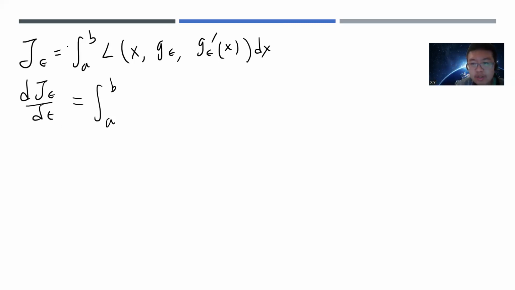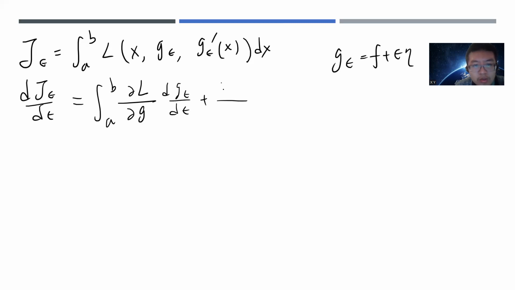Basically, you need some advanced calculus to help you, but let's forget about the detail. Let's say you do this. So you will have partial x is not important, right? So you get partial g, and the g epsilon. So remember, g epsilon is f plus epsilon eta. So when you do the differentiation with respect to g epsilon, you get this, and so also you get this and this.